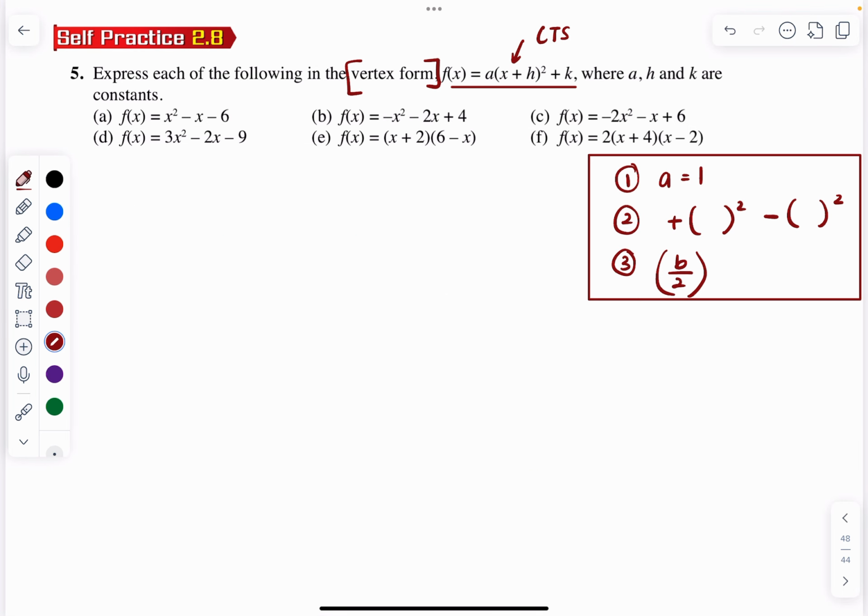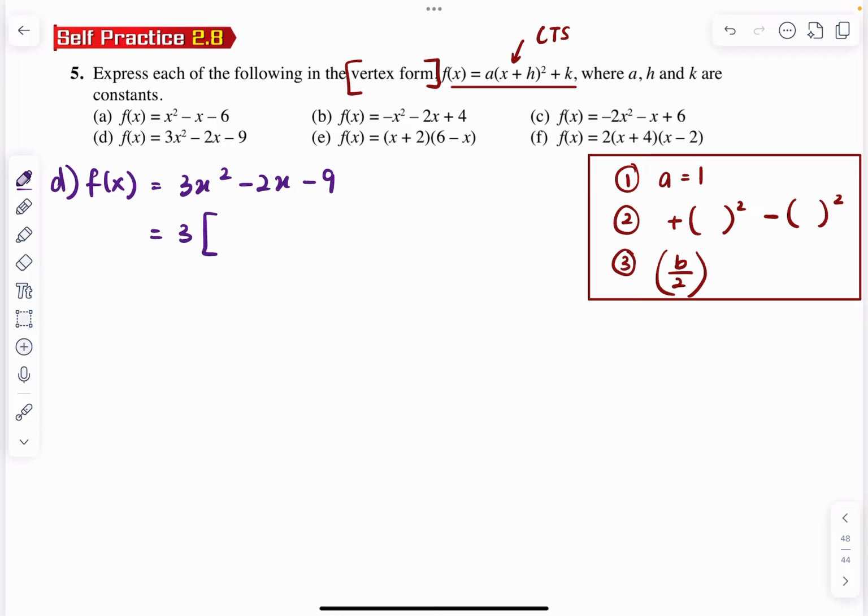Right, D. Let's change color. Use purple. Okay, so f(x) is 3x square minus 2x minus 9. So we follow the steps. First step is, we must make a 1. So we factor out the 3. We'll be left with x square, negative 2x divided by 3 will get negative 2 over 3 x, negative 9 divided by 3 is negative 3.